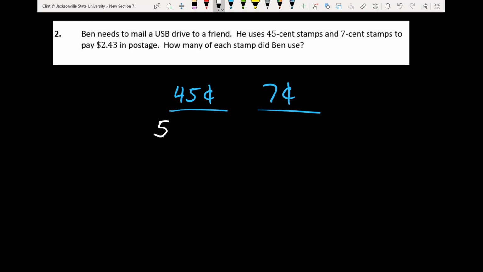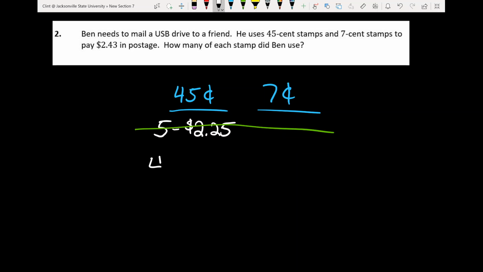So if I use 5 45-cent stamps, I'll do 5 times 0.45. That'll be $2.25. And then if I do 243 minus 225, that'll leave us with 18 cents. And there's no way we can get 18 cents out of 7-cent stamps, so that one's not going to work. So then what I would do is I would try to go down by 1.